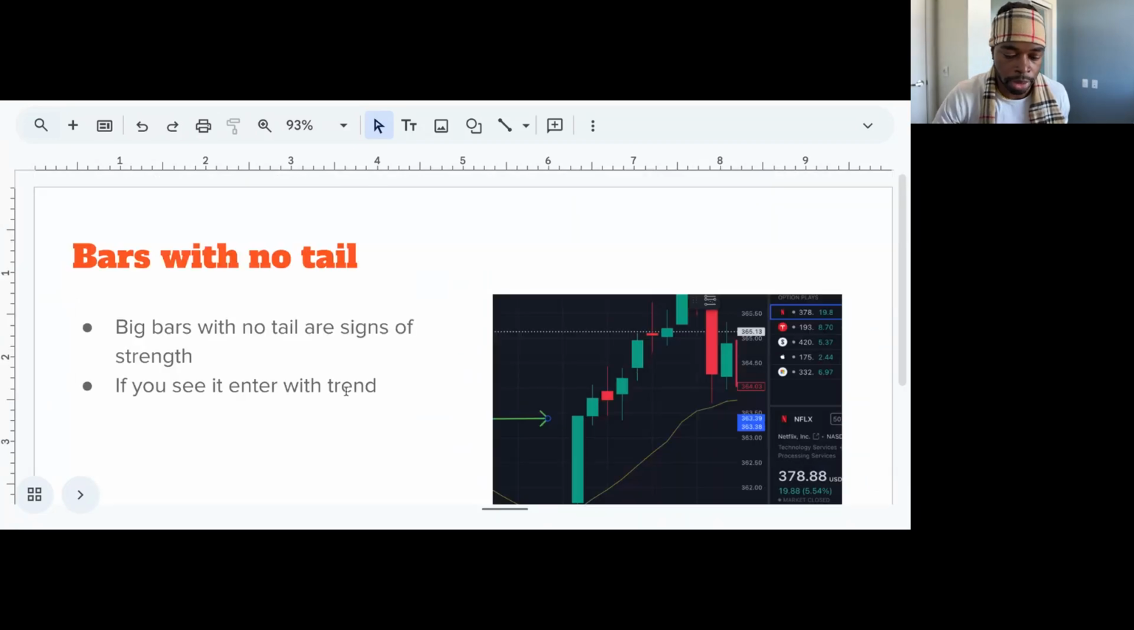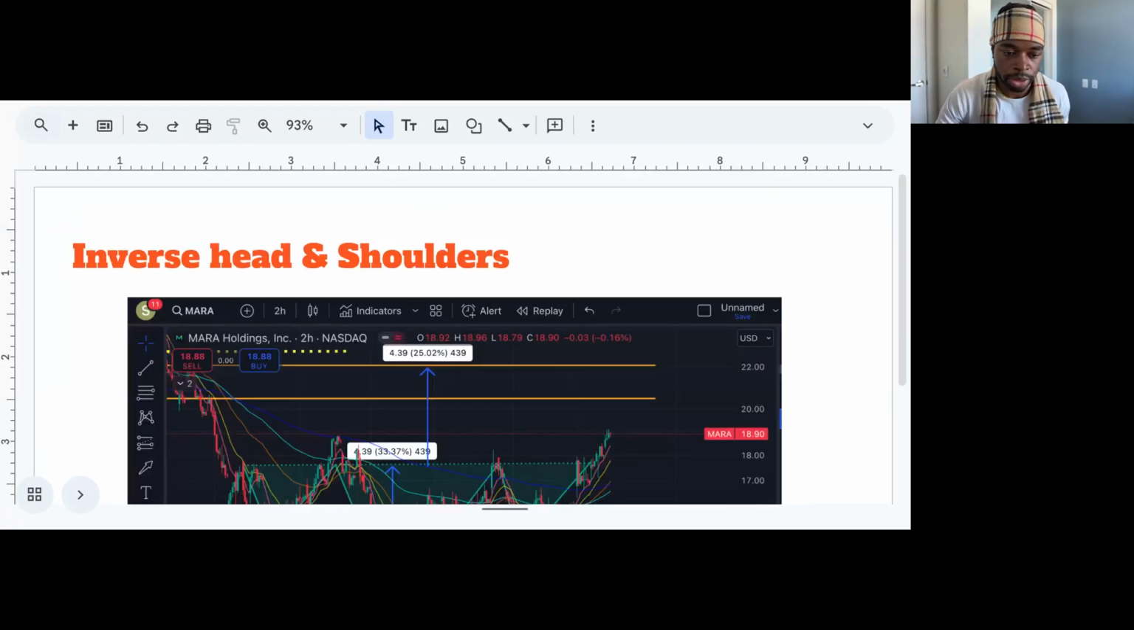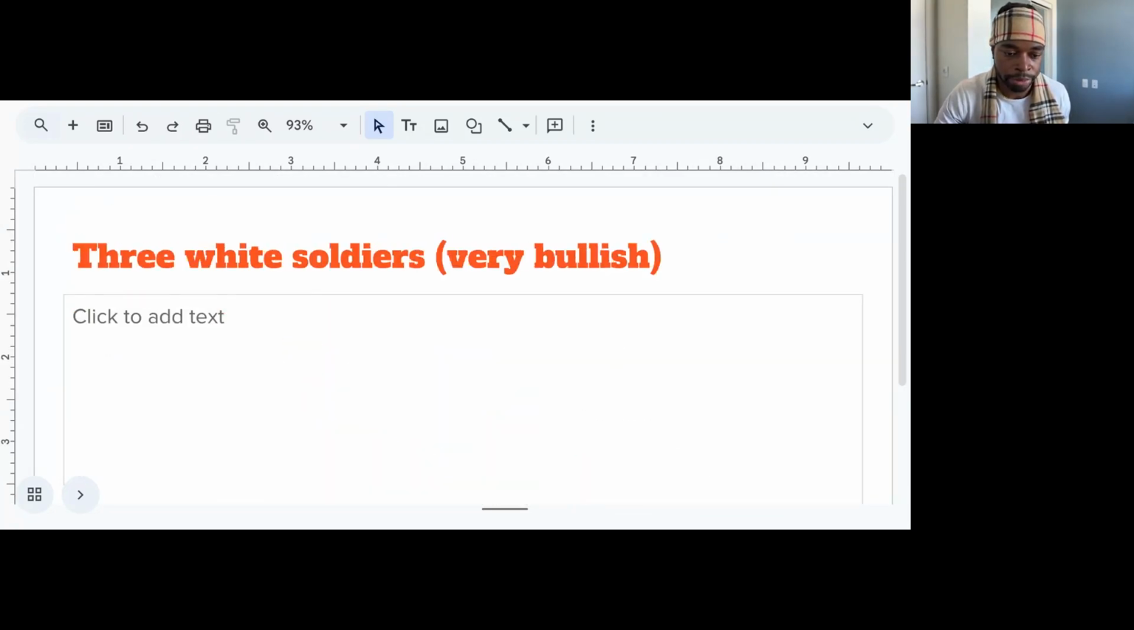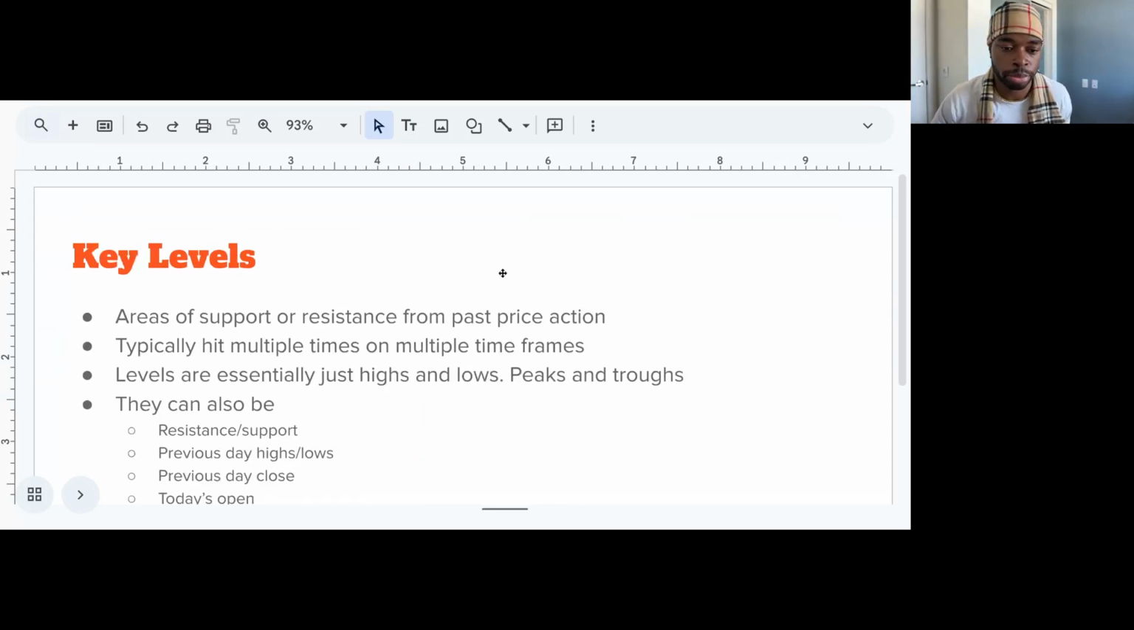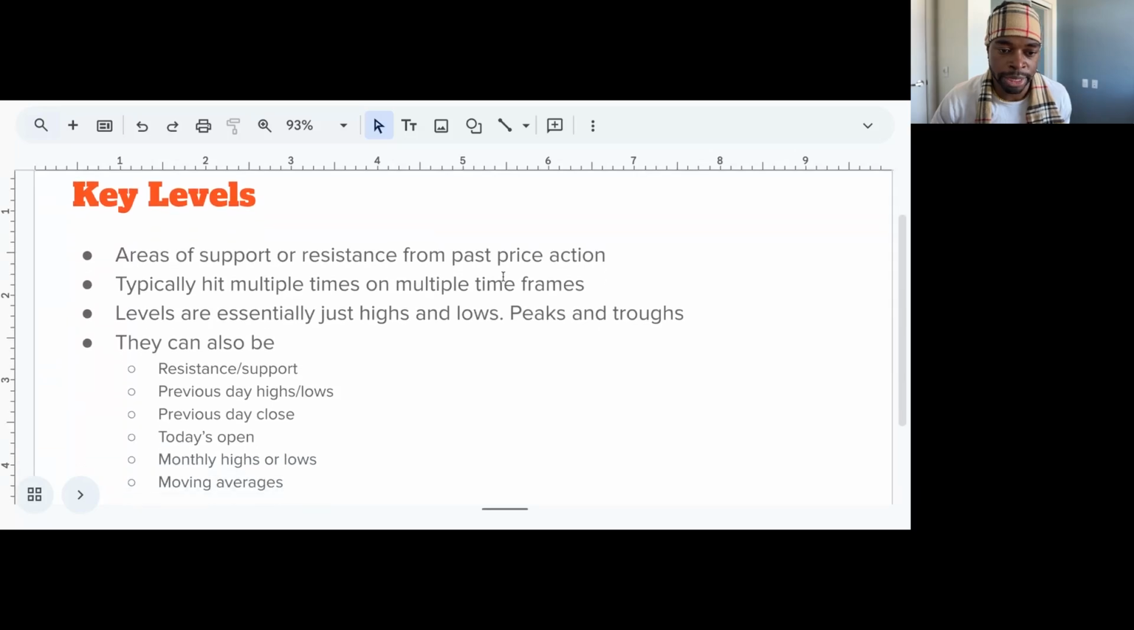So again, we talked about strong bars, we talked about these patterns. But what I wanted to talk about today was not only getting in on those bars, which we'll show in a second, but also looking at key levels. The way to enter trades is usually you'll be at a key level and you'll have some strength in buying or strength in selling at that key level. And we'll talk about that.